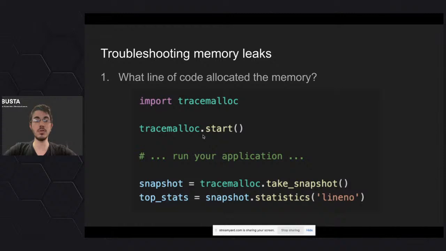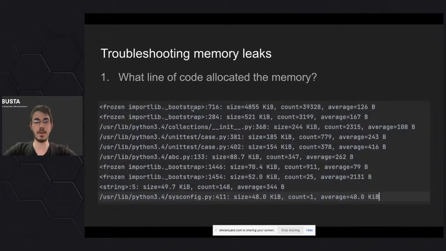But at the end of the day, using Tracemalloc, you can get something that looks like this, which tells you for every bit of memory what line of code allocated that bit of memory. So you can see here, for example, if I just pick one of the examples, that in /usr/lib/python3.4/sysconfig.py on line 411, there's code that allocated 48 kilobytes, which weren't freed.